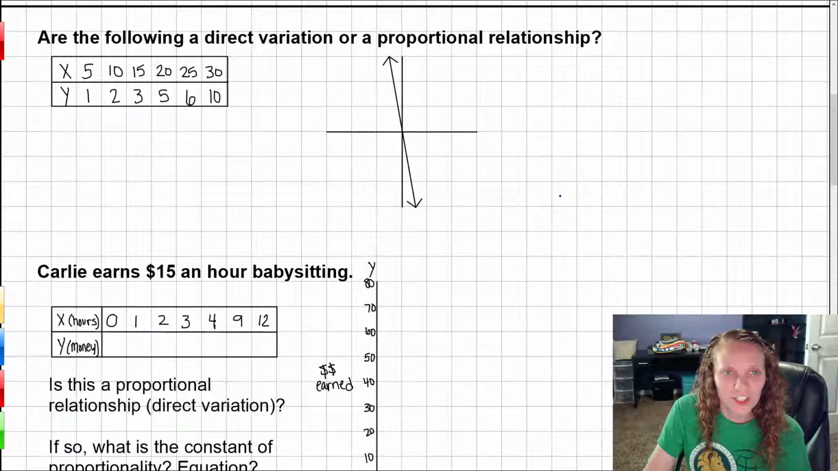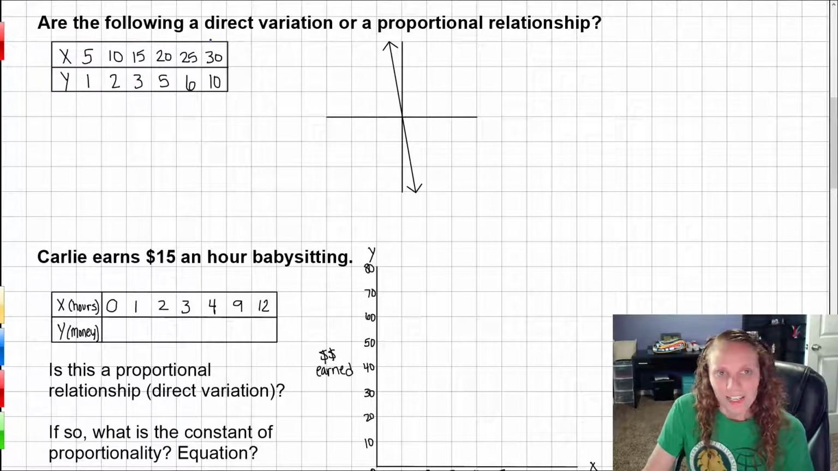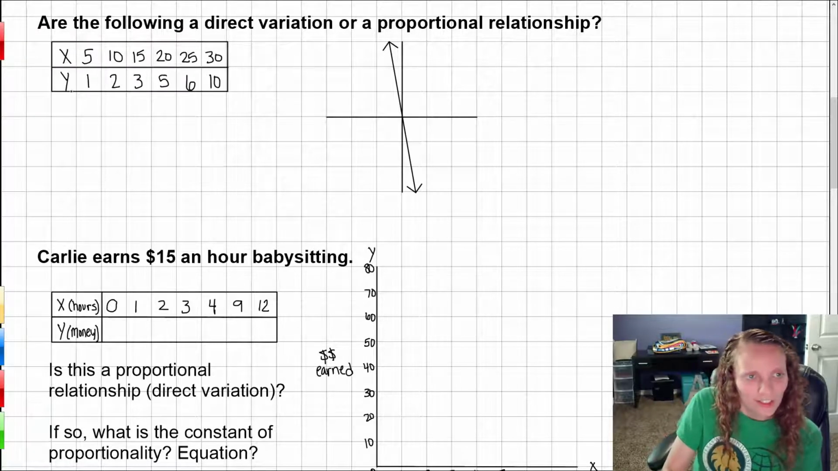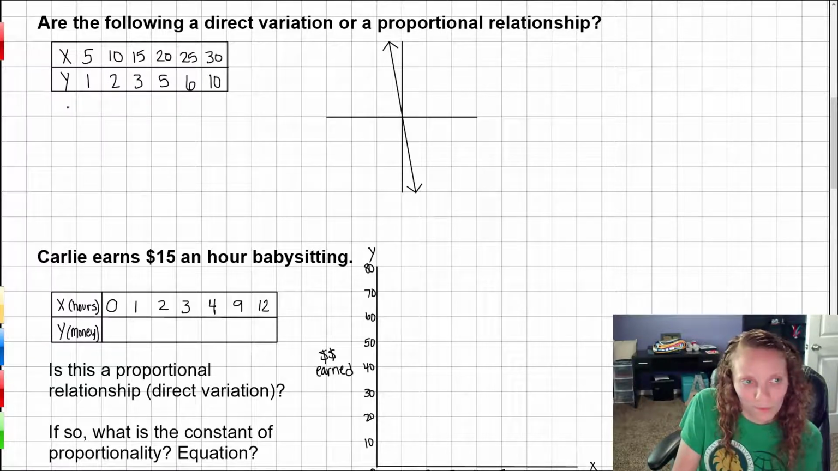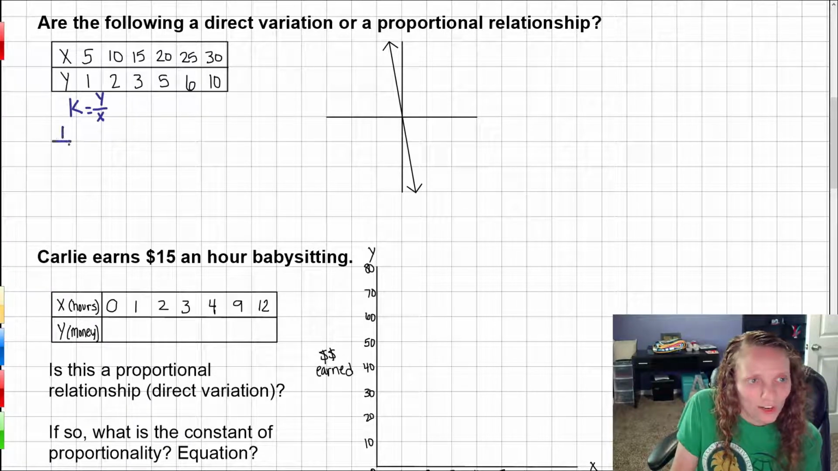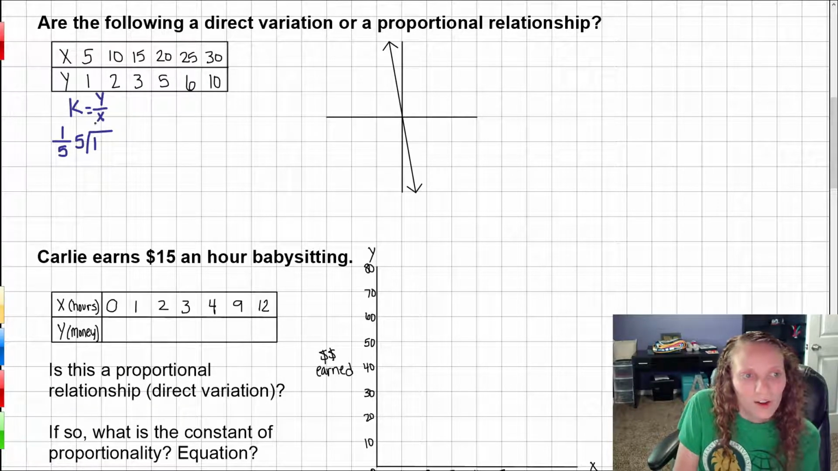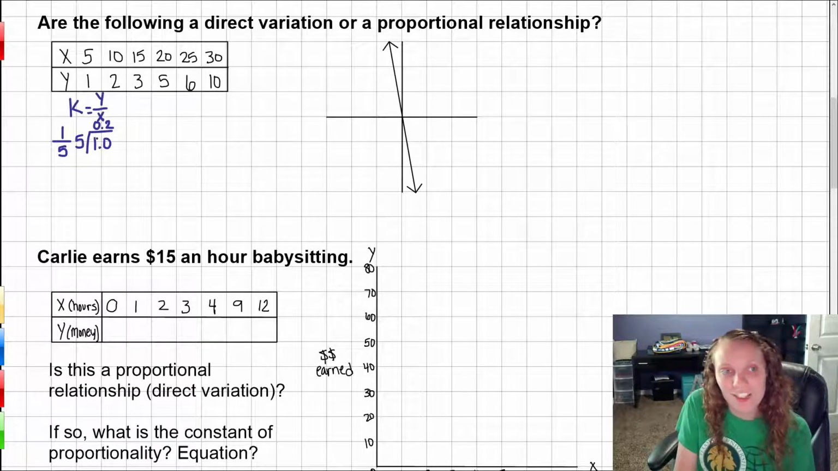Alright, let's look at these first two here. Are the following examples of direct variation or a proportional relationship? So let's look at this first one. To know whether a table has a constant of proportionality or not, remember to find the k that's equal to y over x. So we're going to take a y value and put it over the x value. So for this first one, it's 1 over 5. And then if we do first number in, last number out, we're going to divide. 5 does not go into 1. Add a decimal and a 0. 5 does go into 10 twice.